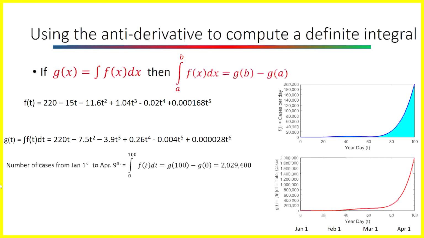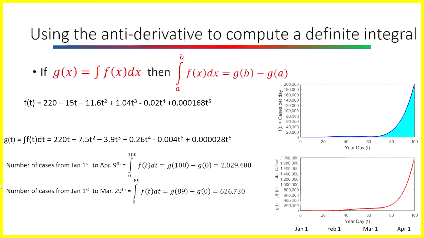All right, let's try another one. If we want to compute how many positive tests there have been so far, and by so far I mean until I'm recording this on March 29th, we can compute the definite integral of f of t dt from 0 to 89, which is equal to g of 89 minus g of 0, and equal to 626,730. Let's try one more.